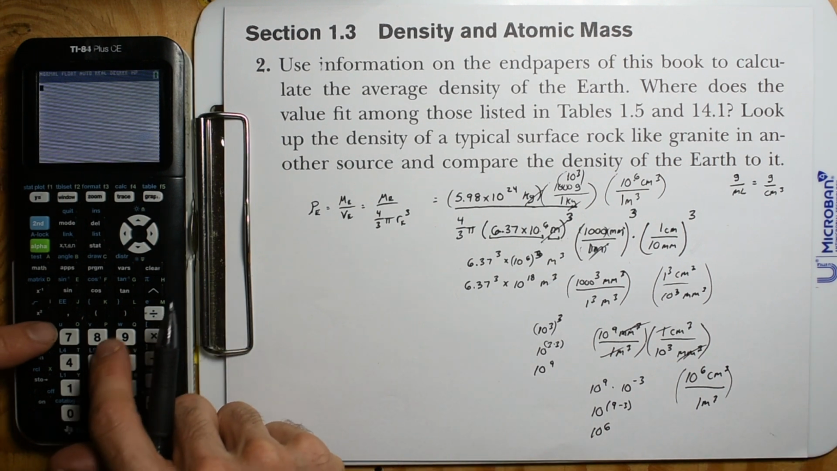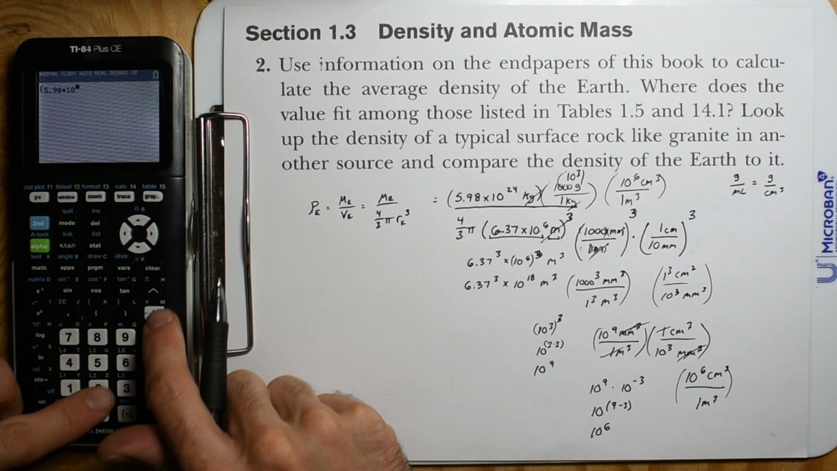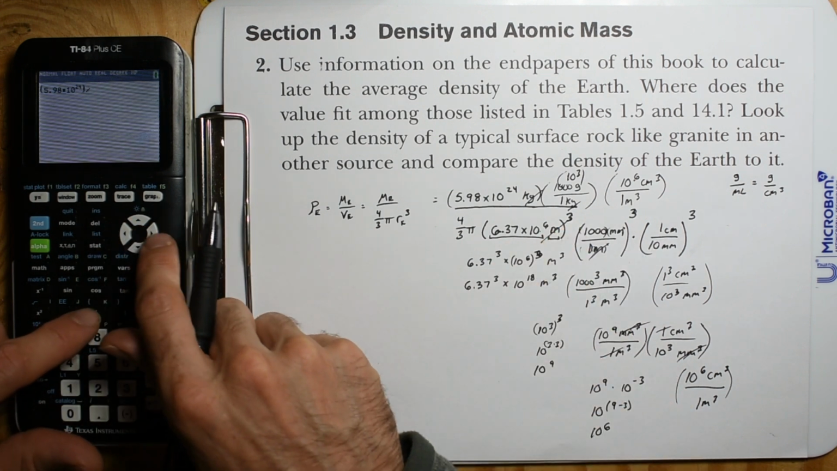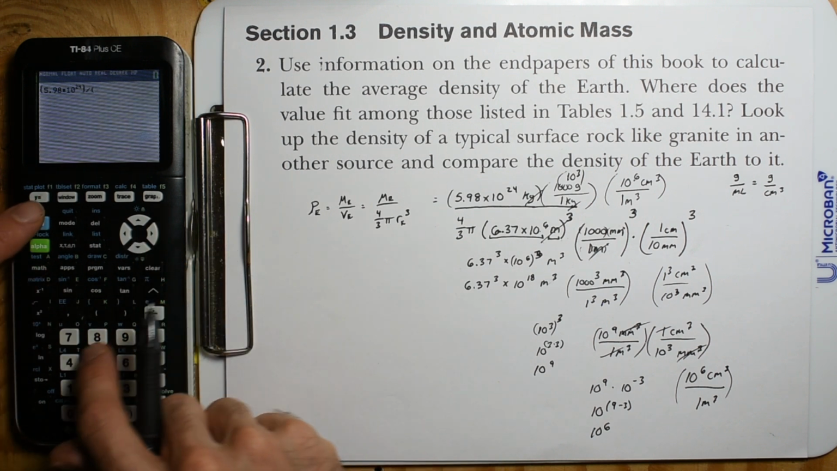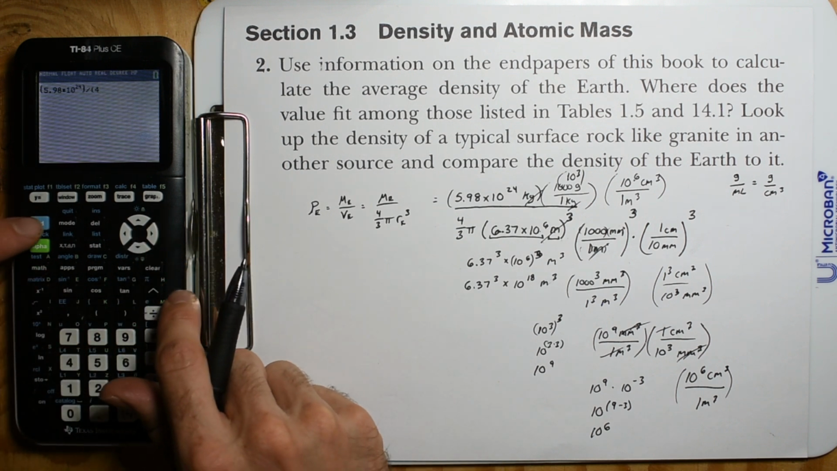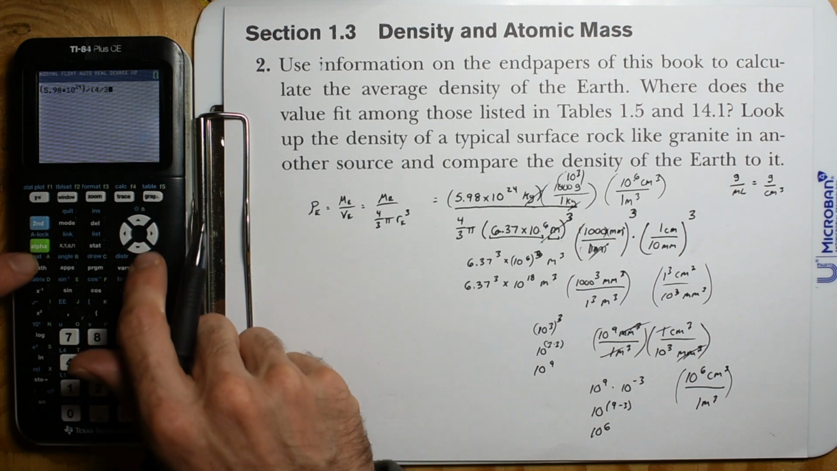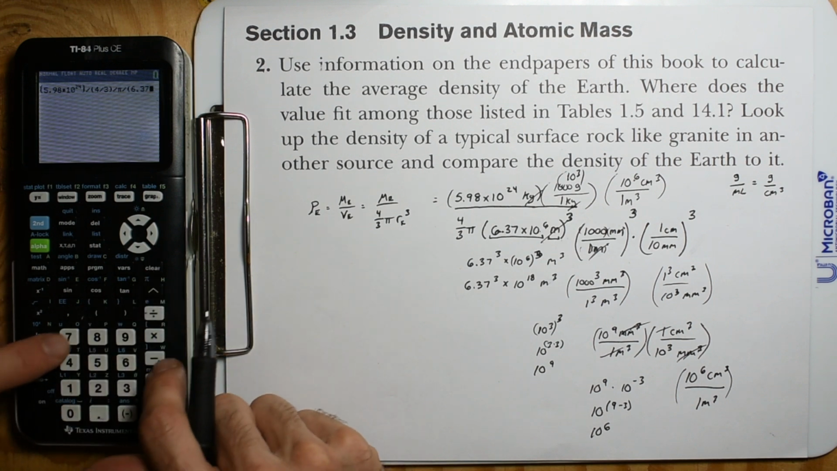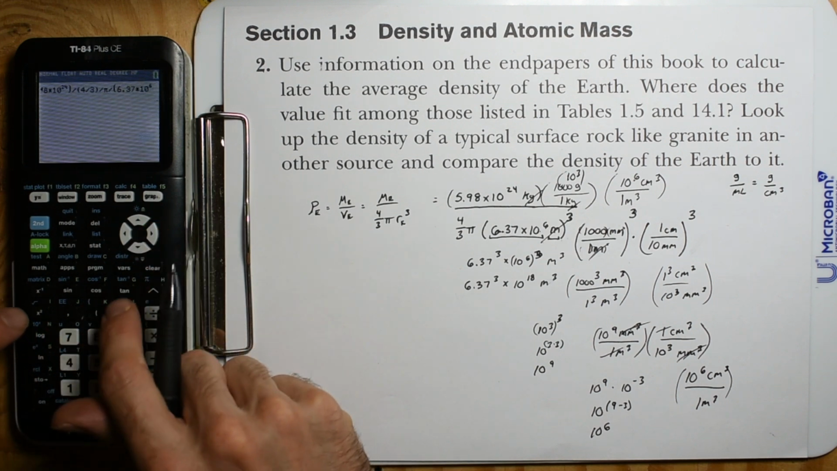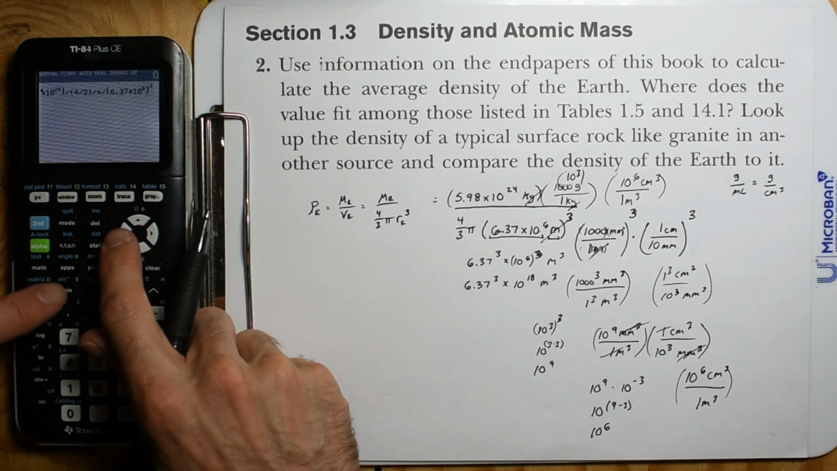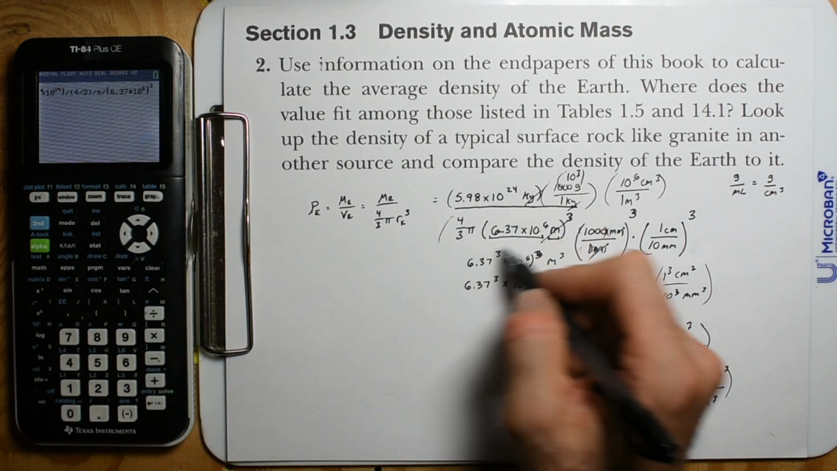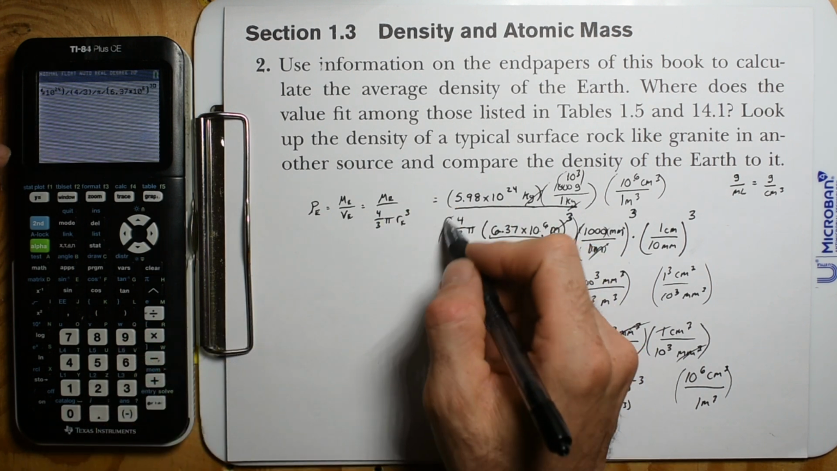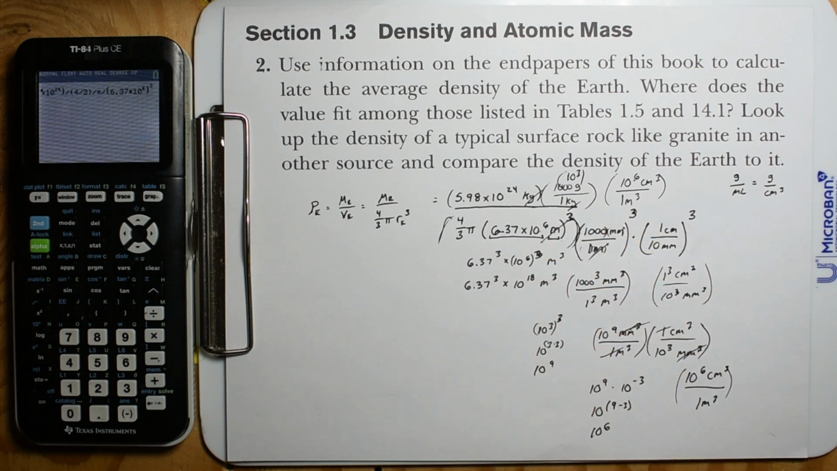So we're going to go 5.98 times 10 to the 24, divided by 4/3, divided by pi, divided by 6.37 times 10 to the 6, cubed. I didn't want to just do an all divided by. I'm not going to go over that, but put it in your calculator to make sure you get the right answer.